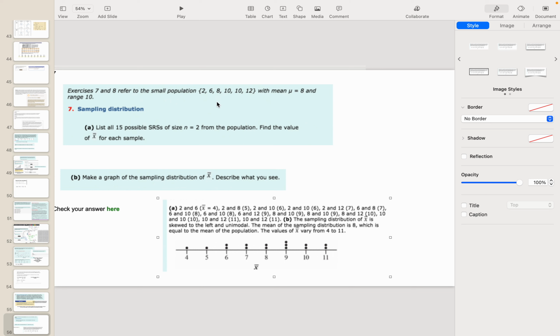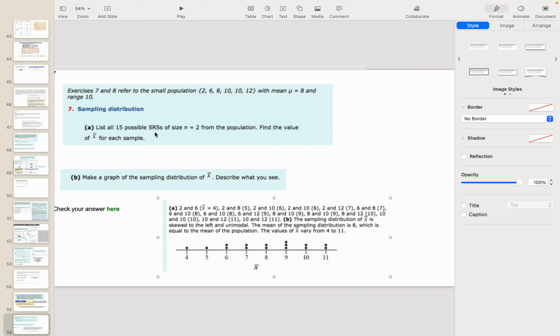And we know this population, it's telling you the mean of this population. So if you added 2 plus 6 plus 8 plus 10 plus 10 plus 12 and divided it by 6, you'd get 8. And the range is 12 minus 2, right, which is 10. So it's telling you here's the population.